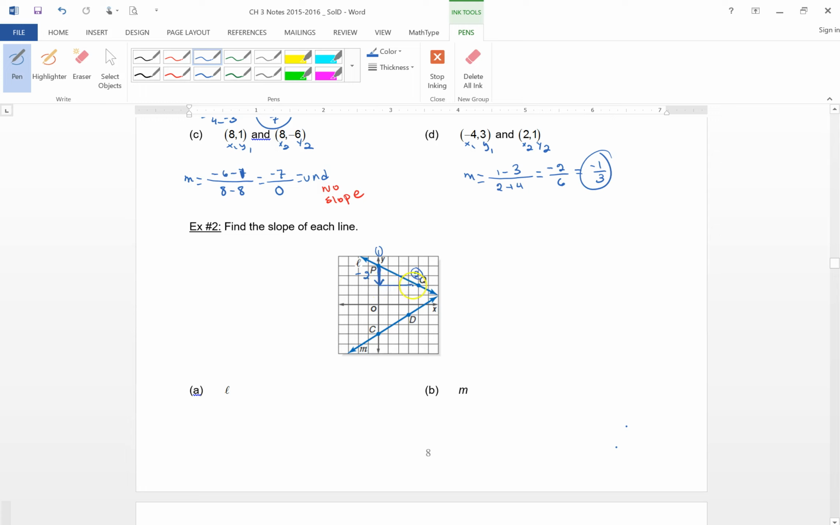I also have to go over a little bit. How much did I go over? 1, 2, 3, 4. Because I went in the positive direction to the right, it's a positive 4. Now, my slope is rise over run, negative 2 over 4, which is negative a half. Anybody know why slope has the symbol M and not S?